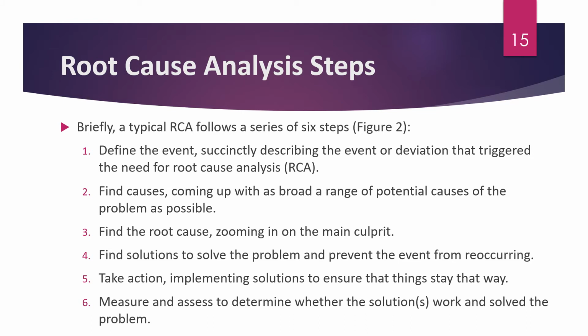So the RCA follows about 6 different steps: defining the event, succinctly describing the event or deviation that triggered the need for the root cause analysis. So basically, in the example of the Titanic, the event was 1,500 people died. Find causes, coming up with as broad a range of potential causes of the problem as possible. So that is basically where we do our first level causes and our higher level causes to eventually stratify everything out about what caused this event to happen. Why did this thing happen?